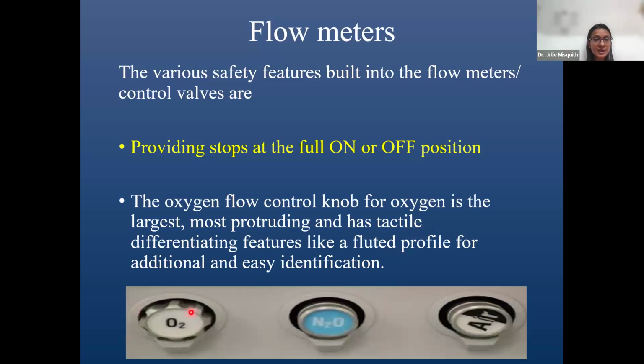The oxygen flow control knob is the largest, like you can see here. It is the largest and it has a fluted profile for additional and easy identification. So even if you're not looking at the flow meter, the feel of the knob still tells you it is oxygen. However, it's advisable that you always visualize the flow meters when you're handling them.